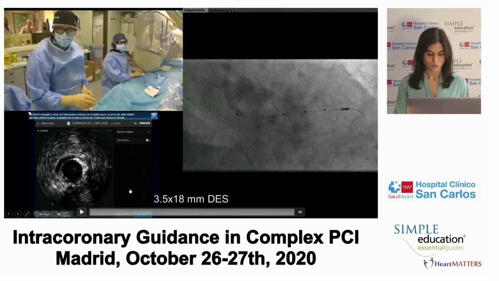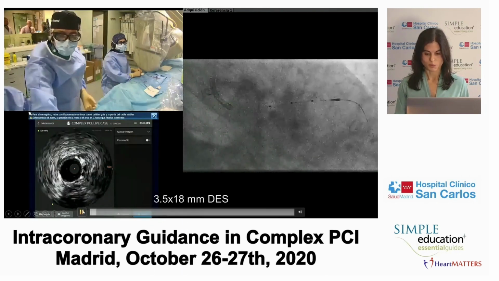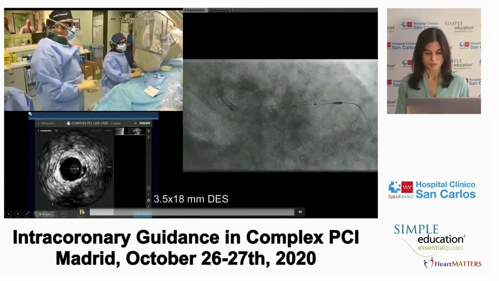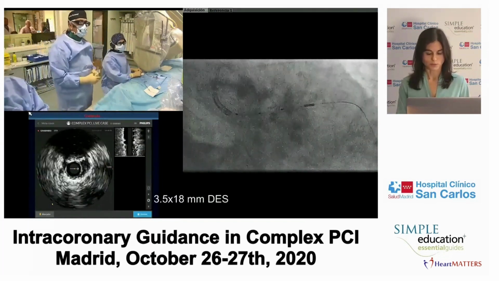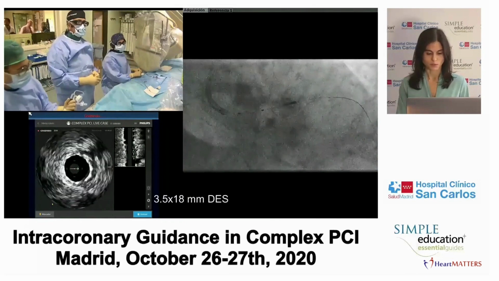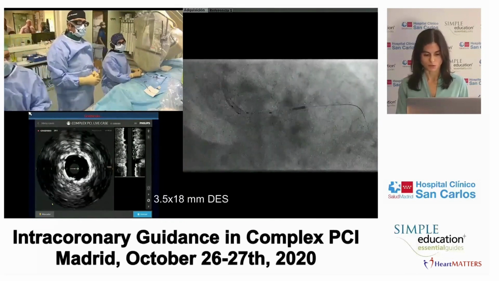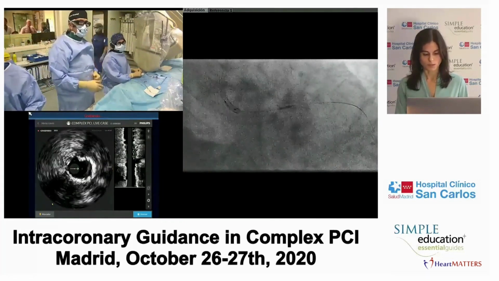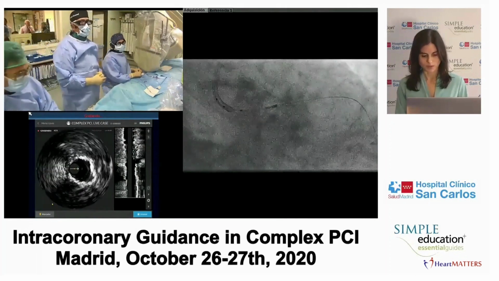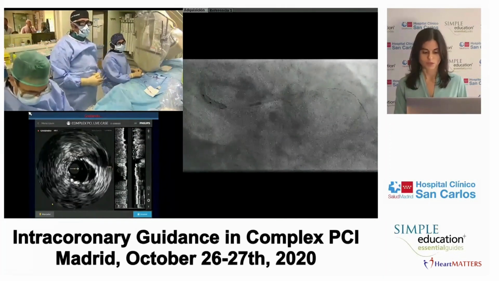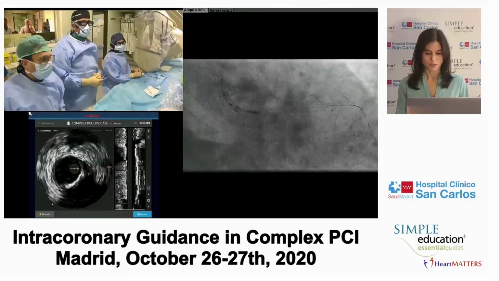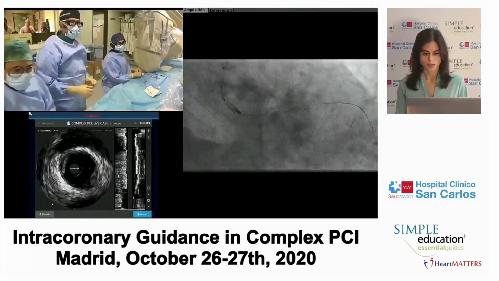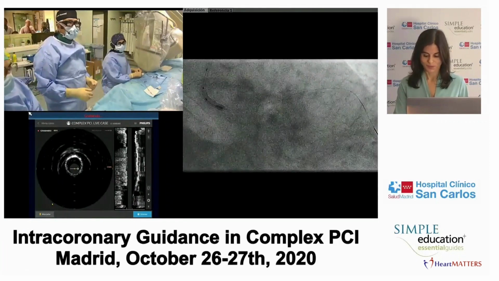This is IVUS afterwards to check the result. As you can see in the LAD, there is a plaque that is more distal, and we decided not to treat it because it was not significant from the functional point of view. Here we start with our stent that looks good, well apposed and expanded. This is the region with a lot of calcium. You can see more eccentric shape of the stent at this level, but the area looks good. We will measure it in a while. And we have really put it where we wanted, so we have not touched this ostial LAD. We have not jailed the circ.